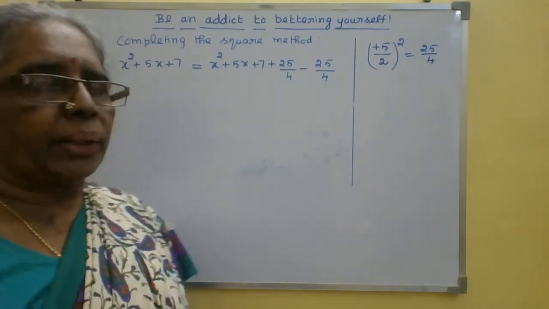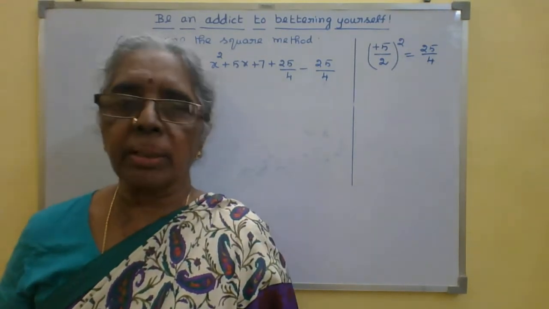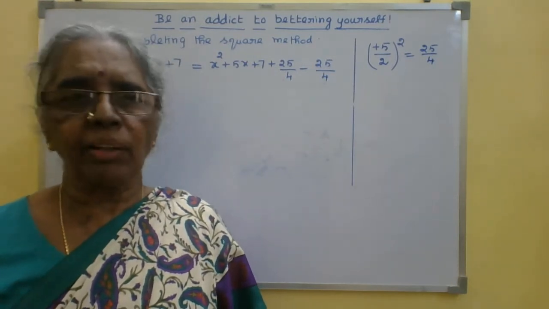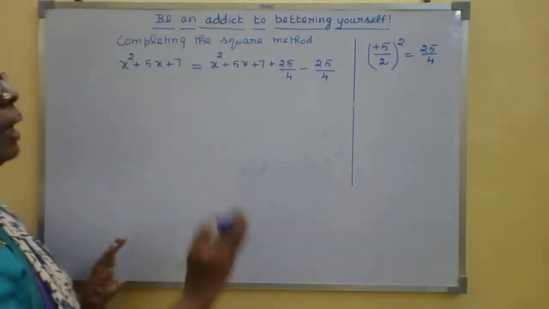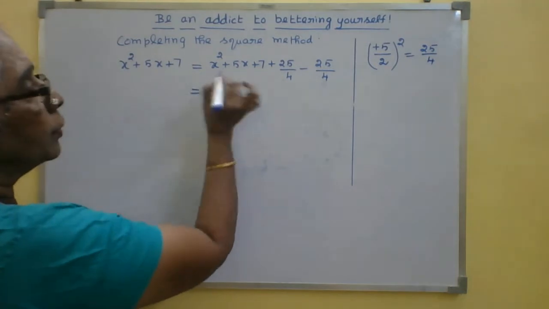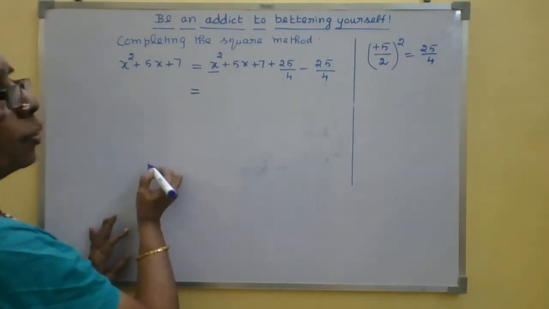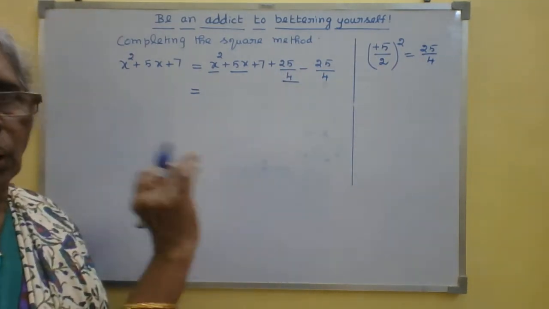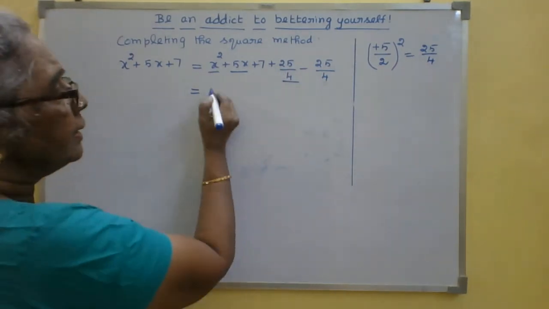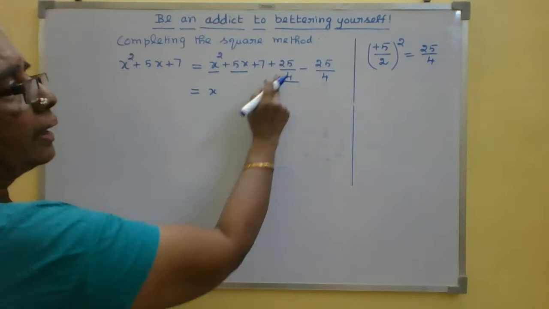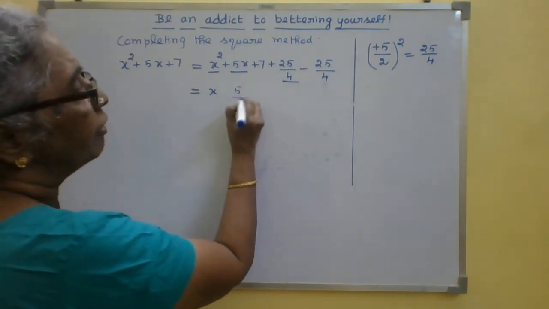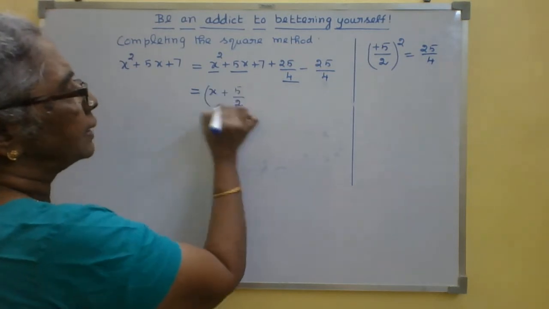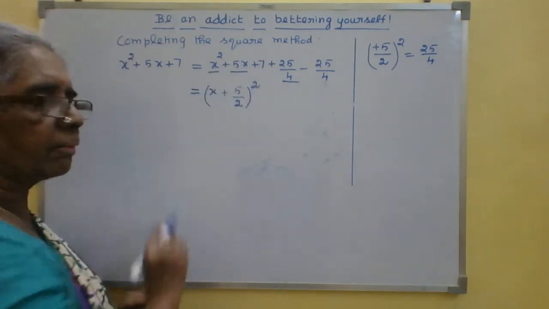You know, when you add and subtract the same quantity, the expression will remain unchanged, isn't it? There will not be any change. So now I have done that. Now you combine the x square term, x term, and the positive square you have now added. Write the square root of this x. Write the square root of that 5 by 2. Here you have a plus sign. Put a plus sign. Write a whole square, right?